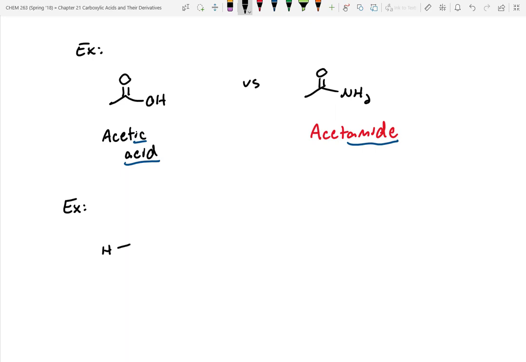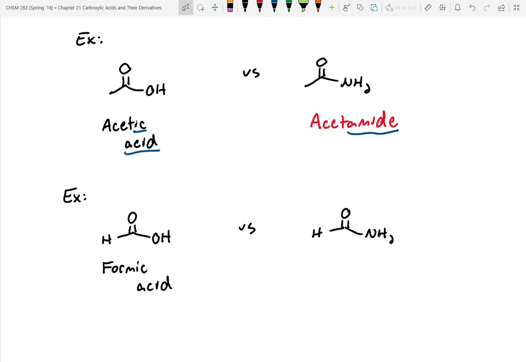Let's try this one. Actually, I'm going to try to keep it consistent. We'll do the carboxylic acid over here, and then we'll do the amide on the right-hand side. What's the one on the left called? Formic acid. It's that smell of crushed ants, if you're into crushing ants.